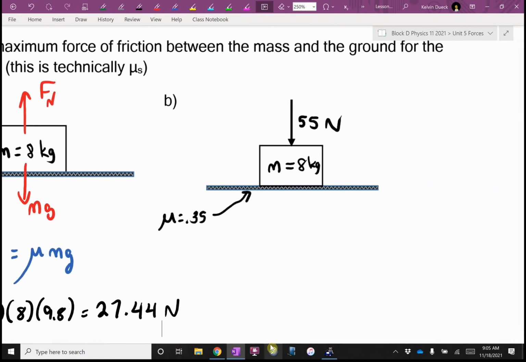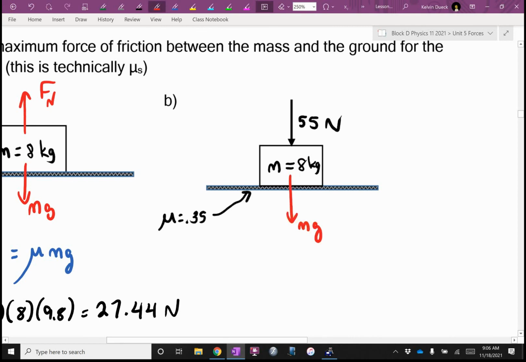Now, in part B, what's weird? What do you notice about part B? There's an extra vertical force. See it? So here's what I can tell you right now. The normal force is not going to be mg. But we're going to start out the same way. This is the job for a free body diagram. What are the forces acting on this? Get the obvious one.